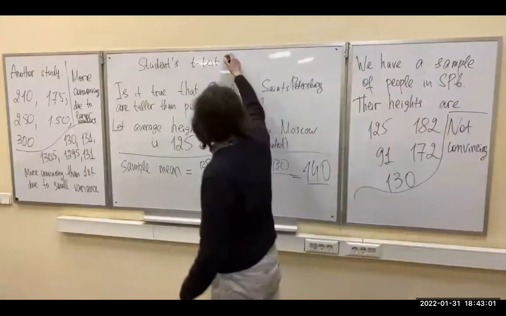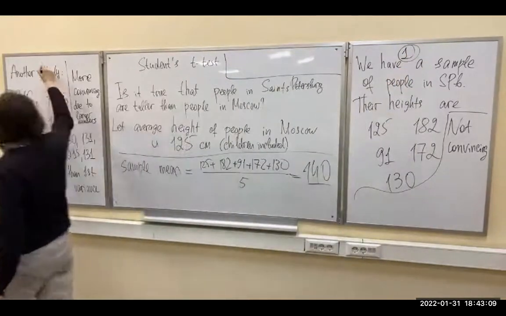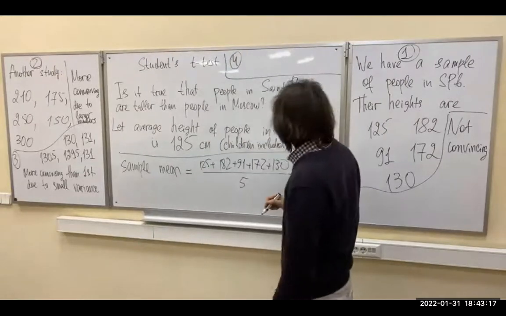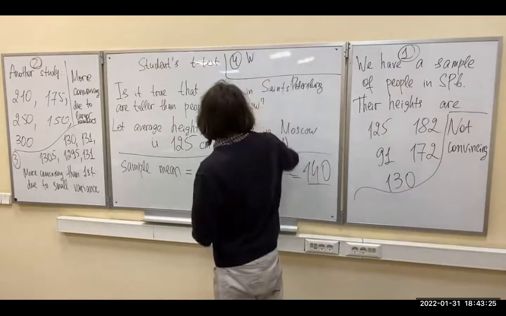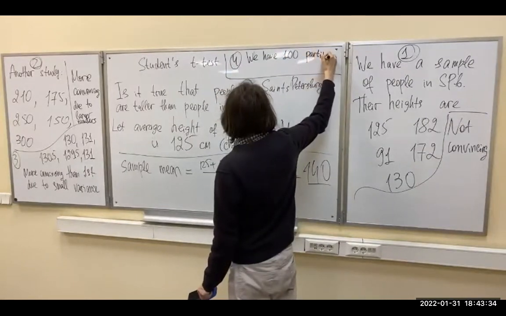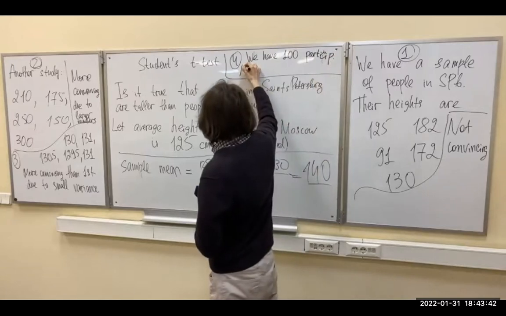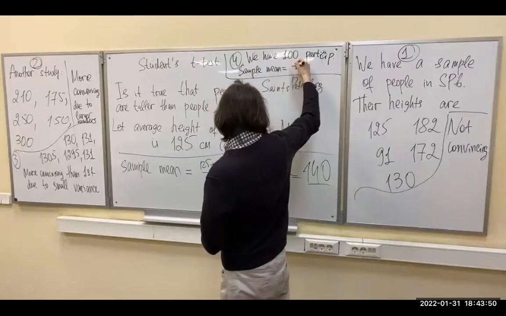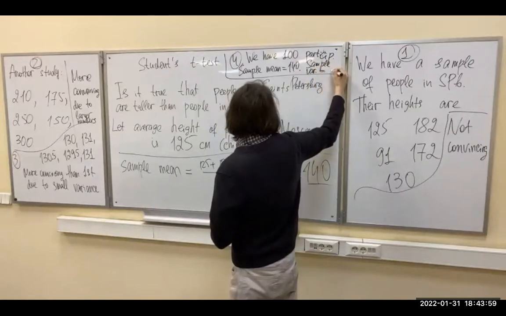And finally, consider another study. So this is the first study. This is the second study. This is the third study, and I want the fourth study. And in the fourth study, we have 100 participants. And the sample mean is again 140, and the sample variance is the same as in the first study.